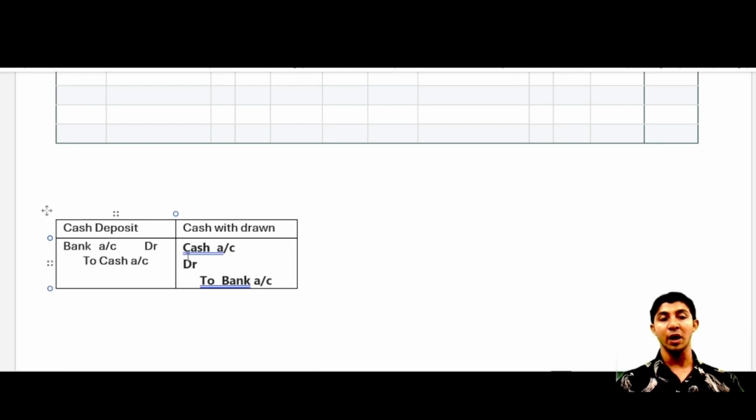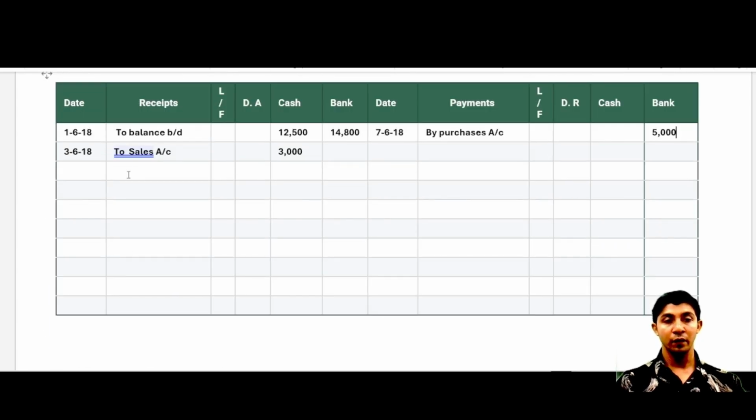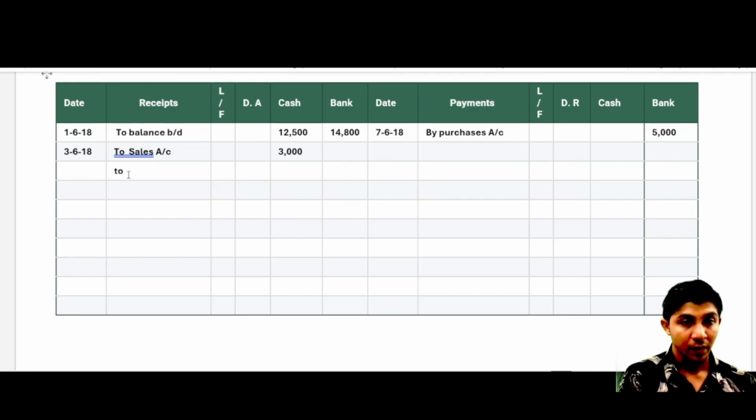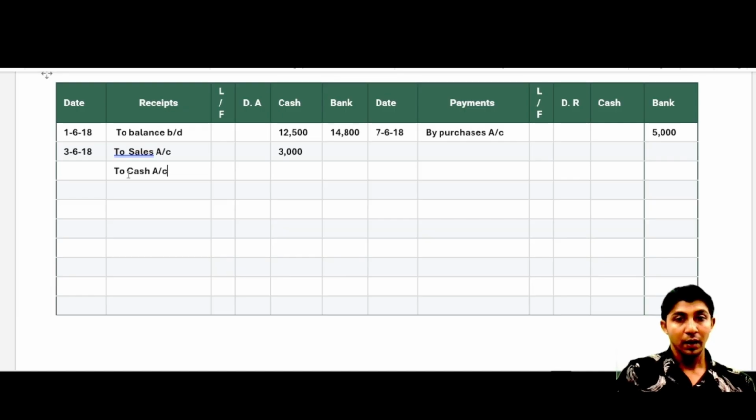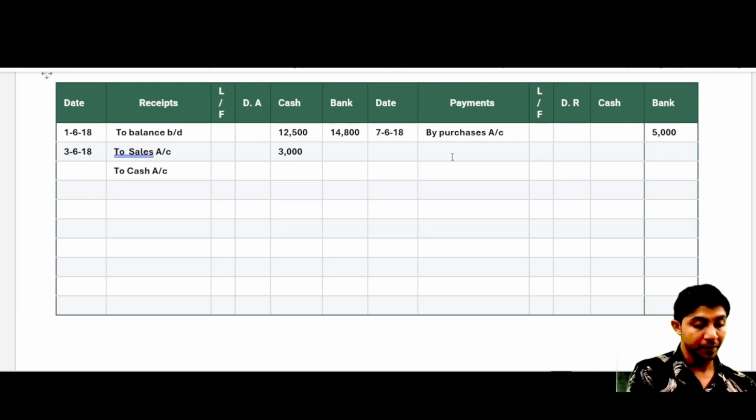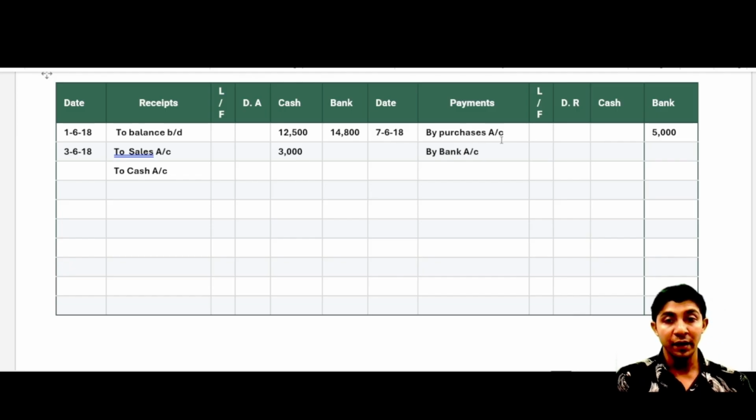Bank account debit to cash account, because bank is a receiver and cash is going out from the business. Debit the receiver and credit what goes out. So when we observe the journal entry, the second is with cash account. So what we need to write? We will write to cash account and by bank account. So for identification we have to write C in the LF column.